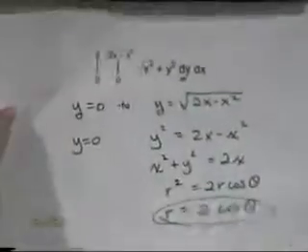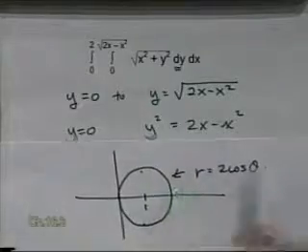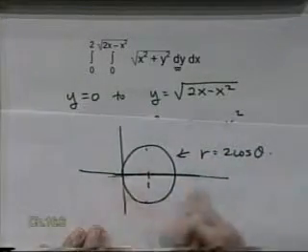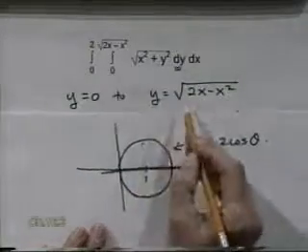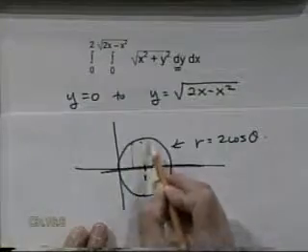Now, I didn't finish my region. My y is ranging from 0 to this. So where is y is 0? Here's y equals 0. And then we're going up to y equals square root. That's only positive. So my y's are going from here to here, here to here.